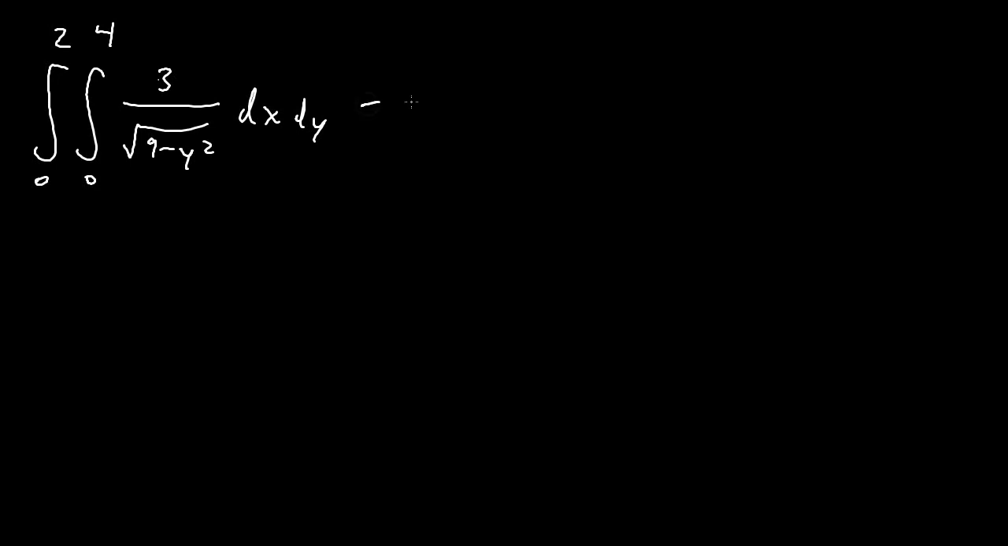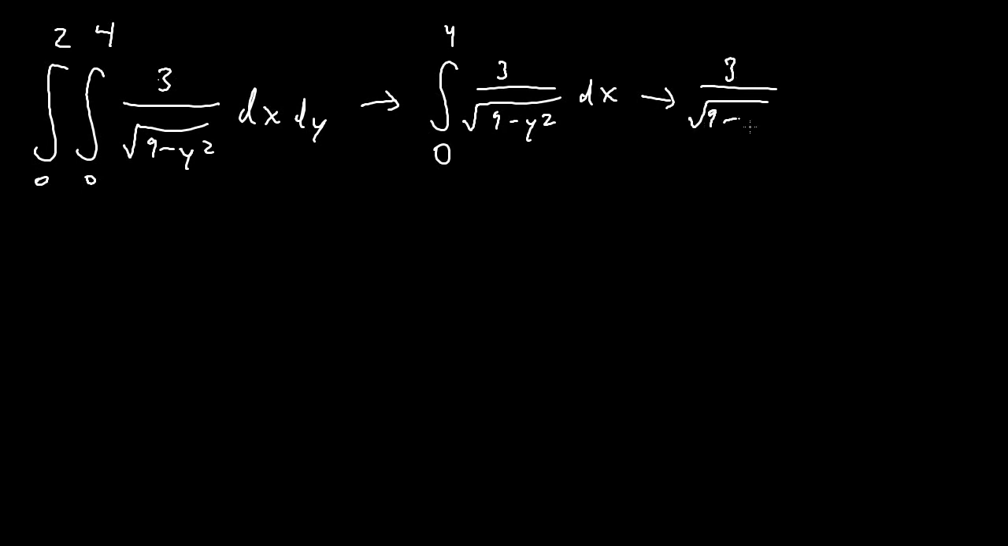Now rewriting the inside integral, we have the integral from 0 to 4 of 3 over the square root of 9 minus y squared dx. Now we're integrating with respect to x, so this entire thing is a constant, and so the integral is just going to be 3 over the square root of 9 minus y squared times x. Let's go ahead and evaluate that from 0 to 4.